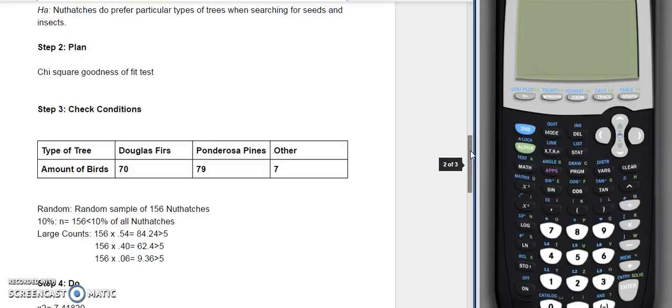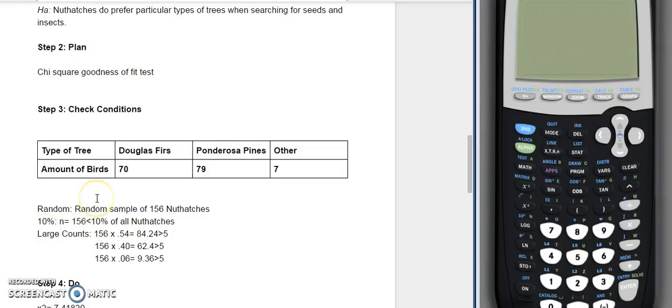Step 3 is to check conditions. Here's a chart of the data that we've gathered so far. For the Douglas firs, we saw 70 birds. In the ponderosa pines, we saw 79 birds. In all other types of trees, we saw 7 birds. The 3 types of conditions we use for a chi-square goodness of fit test are random, 10%, and large counts.